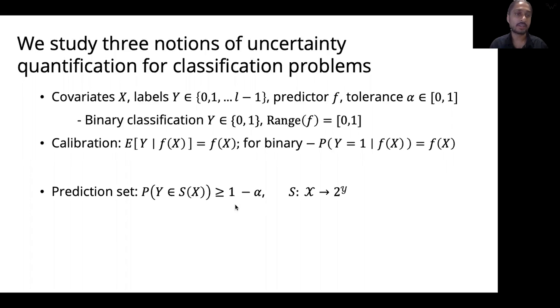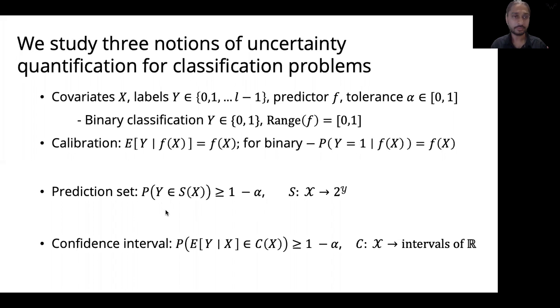Another notion of uncertainty quantification is prediction sets. Prediction sets allow you to make more than just a single prediction of 0 or 1, but allow you to predict the set {0, 1} if you're not sure about the prediction. While we are allowed to predict an entire set, the goal is that the accuracy should be guaranteed to have a lower bound. That means the probability of Y belonging to the set that you predict should be at least 1 minus alpha.